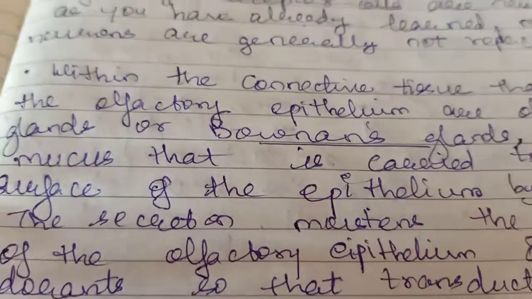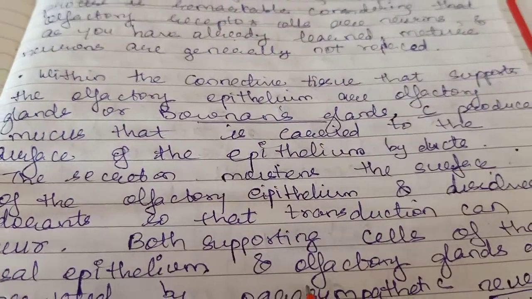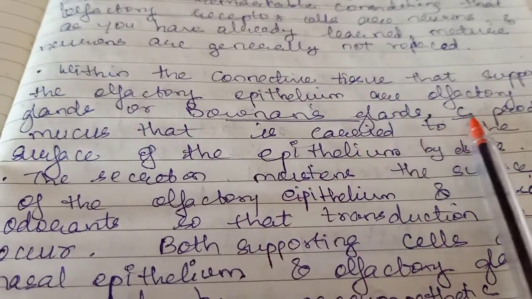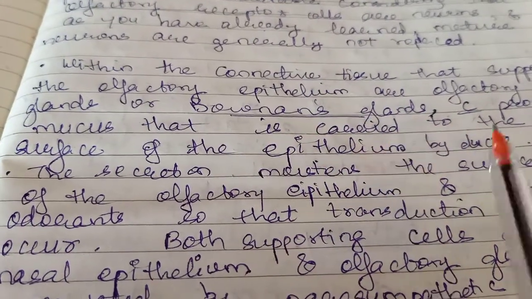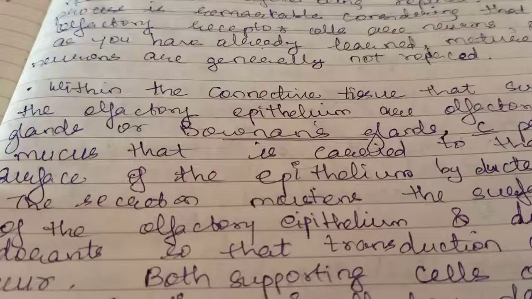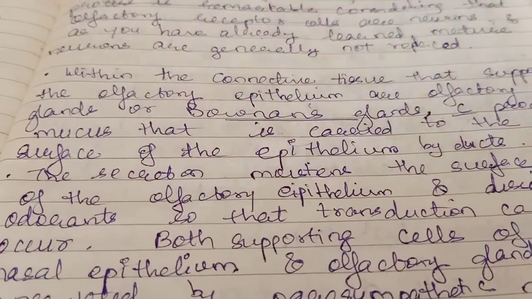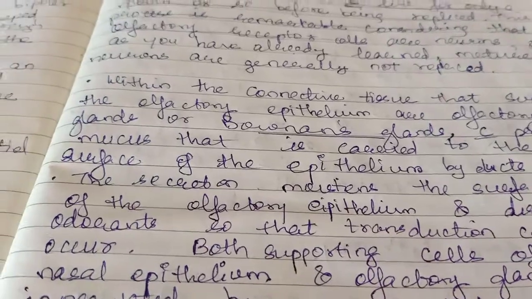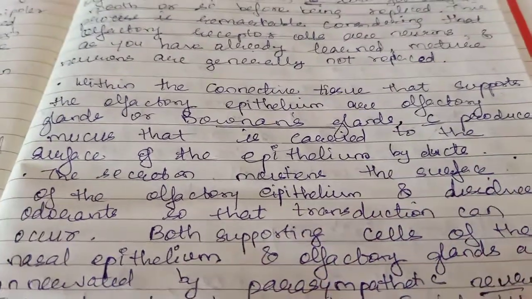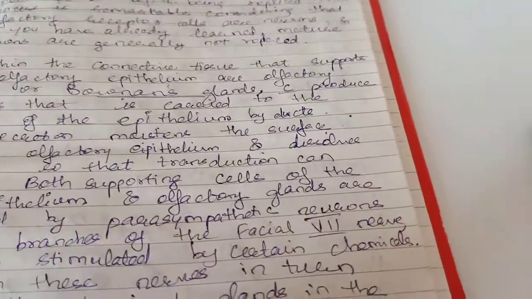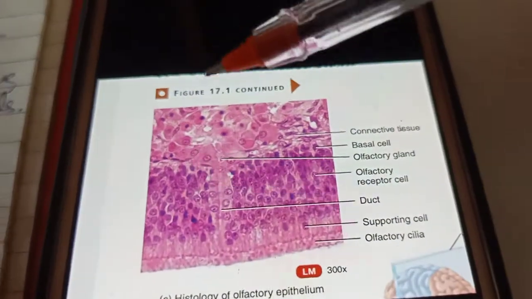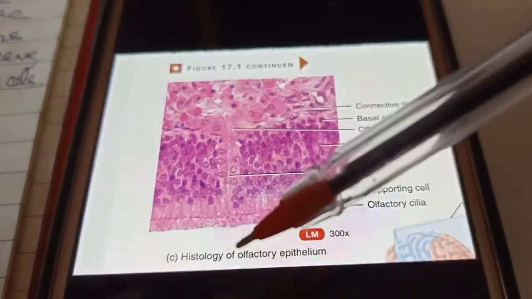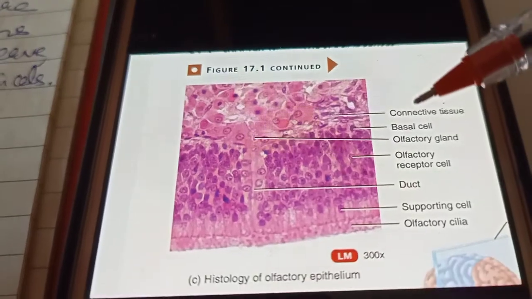Now the next is within the connective tissue. Within the connective tissue that supports the olfactory epithelium are olfactory glands or Bowman's glands, which produce mucus that is carried to the surface of the epithelium by the ducts. Now we are talking about the connective tissue of the olfactory epithelium. This is the histology part of the olfactory epithelium.